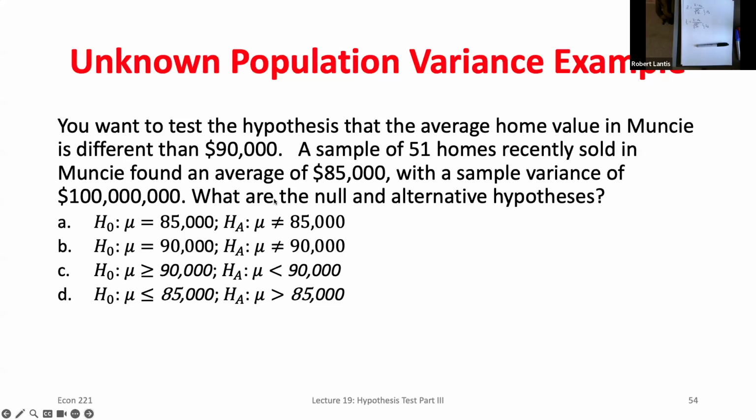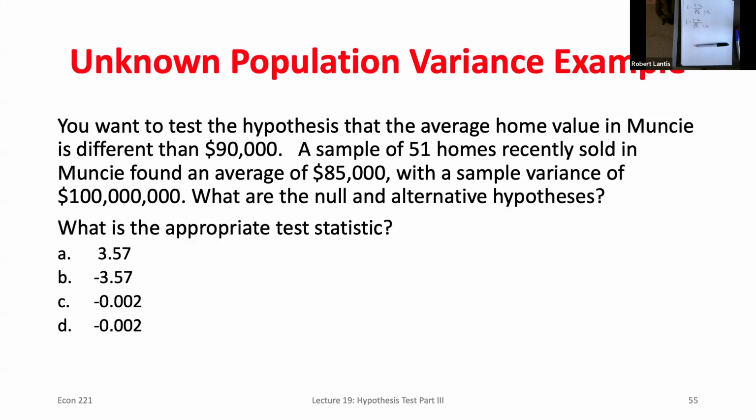Well, first of all, what would my null and alternative be? If I just want to know whether it is different than a certain value, that "different than" always tells us it's a two-tailed test. So we assume that it's equal to a specific value, because we want to know if it is different than 90,000. That's what we want to test as our alternative hypothesis. So we assume the opposite is true, which is that it's exactly equal to 90,000. So now we've got a two-tailed test.